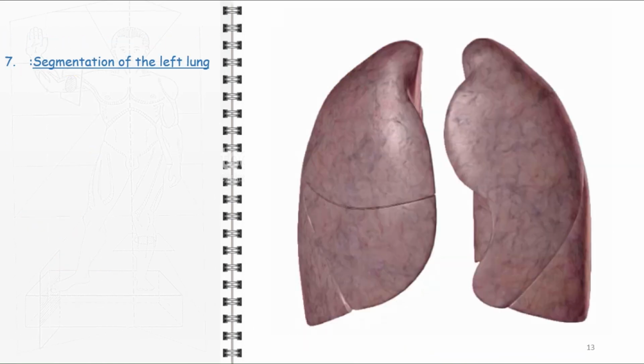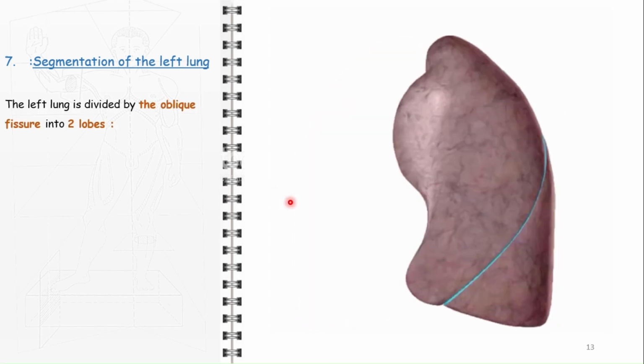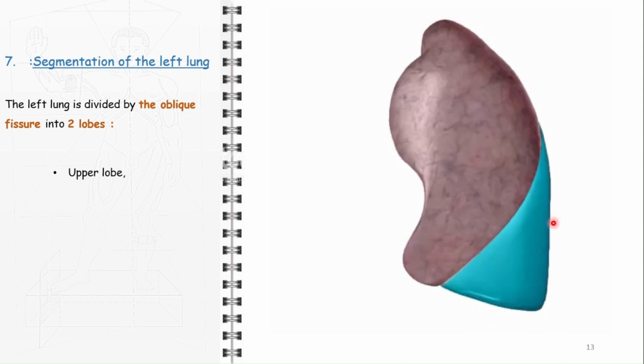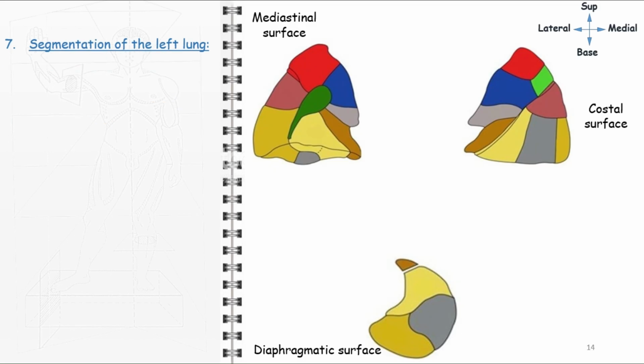Moving on to the segmentation of the left lung. The left lung is divided by the oblique fissure, which runs downward and forward, into 2 lobes: the upper lobe and the lower lobe. The segmentation of the left lung closely mirrors that of the right lung. The left upper lobe is homologous to the right upper and middle lobes. It is divided into 5 segments in 2 groups.